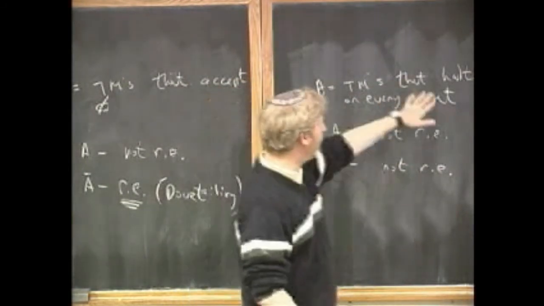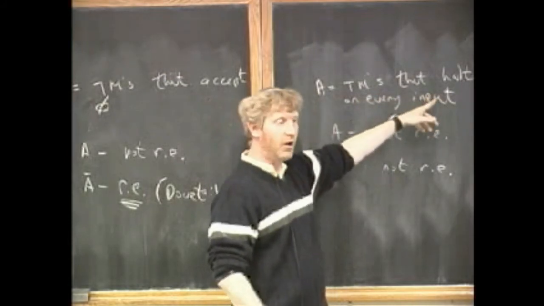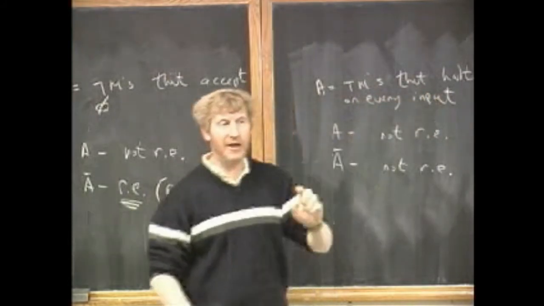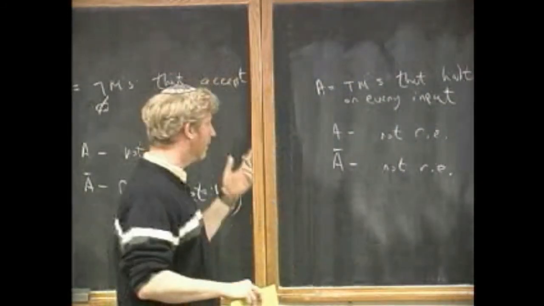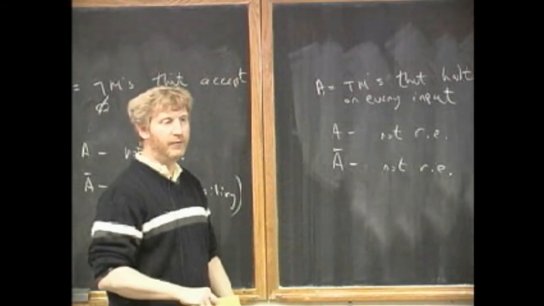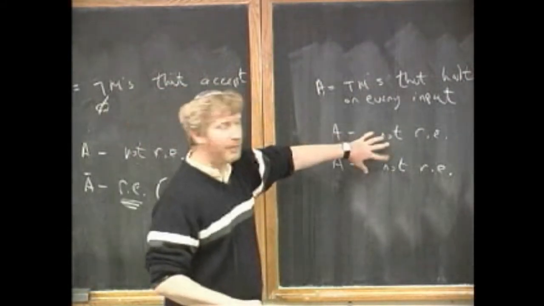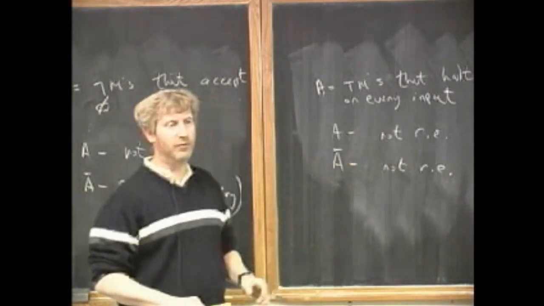But anything where you can have one Turing machine that does it, like halts on every input, there are some that do that, there are some that don't. Any non-trivial property of the Turing machines makes the language, at least one half of it, not recursively enumerable. The distinction to know whether its complement is recursively enumerable or not, that's a harder theorem, and we'll get to it later.